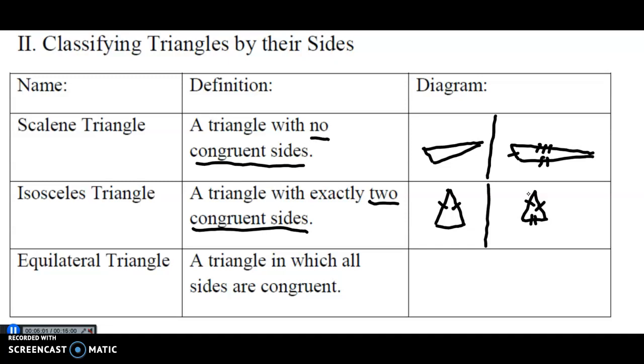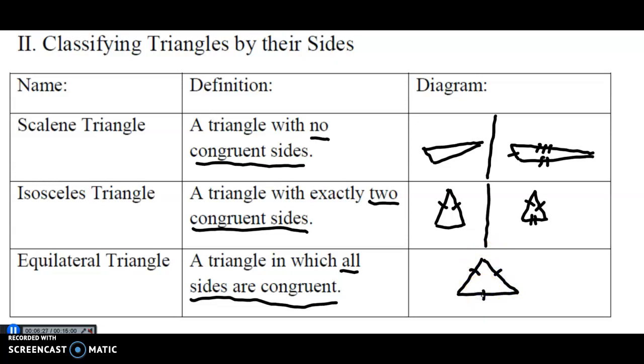The third one is the equilateral triangle. An equilateral triangle is a triangle in which all the sides, every single one of them, are congruent. And there's only going to be one drawing for that one. When you see an equilateral triangle, again, to the best of your ability, try to draw one where all the sides are the same length. There would be a single tick mark on all of the sides.